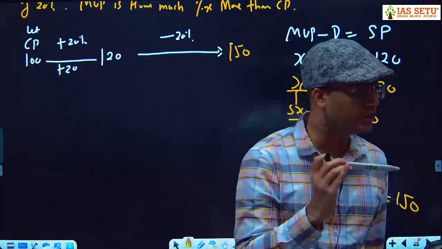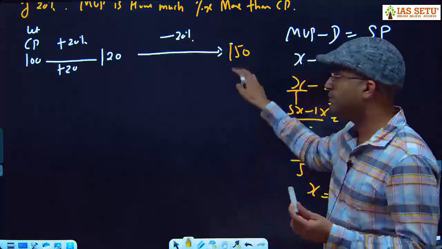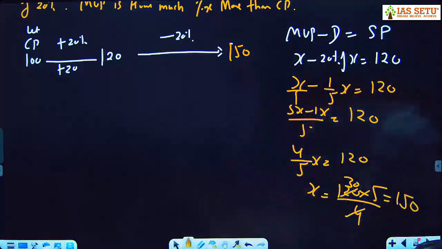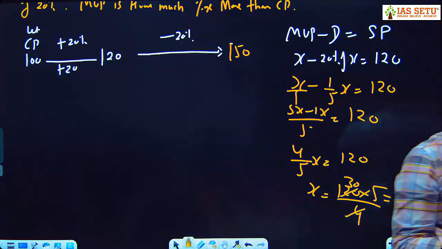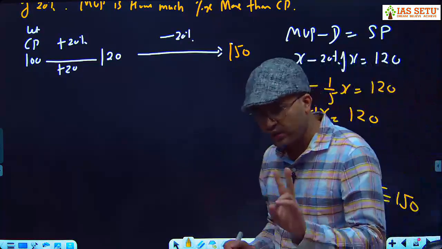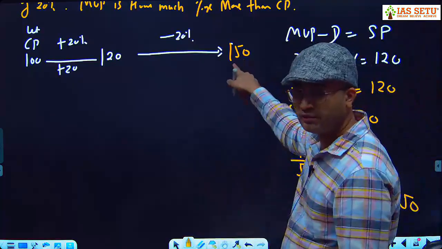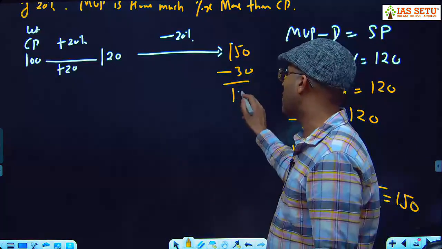You ask me 20% discount. What is 20% of 150? 30 rupees discount. How much discount do you need? 20%. What is 20% of 150? 30 rupees. You have paid me 120.